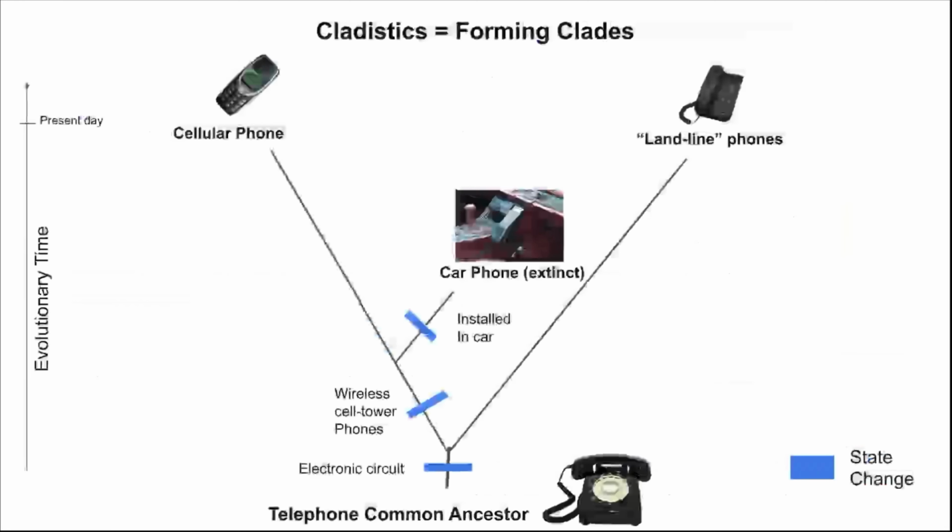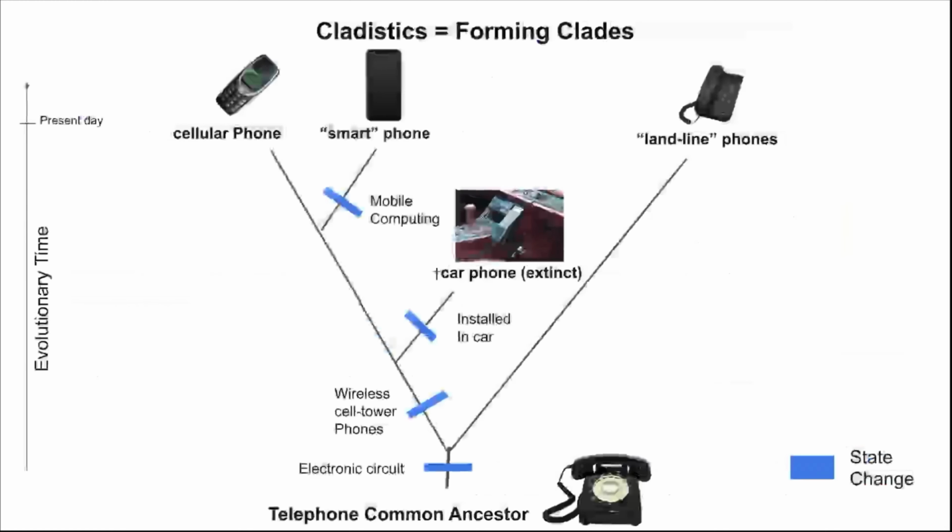Now, sometimes you'll see a little cross next to the name of an organism if it's extinct. In this case, we'll add that. But indeed, the car phone is extinct. Now, the extinct car phone has three state changes from that telephone common ancestor. It has an electronic circuit, it has a wireless cell phone tower, the ability to communicate through radio waves, and then it also has the installation in a car that makes that its own unique evolutionary branch.